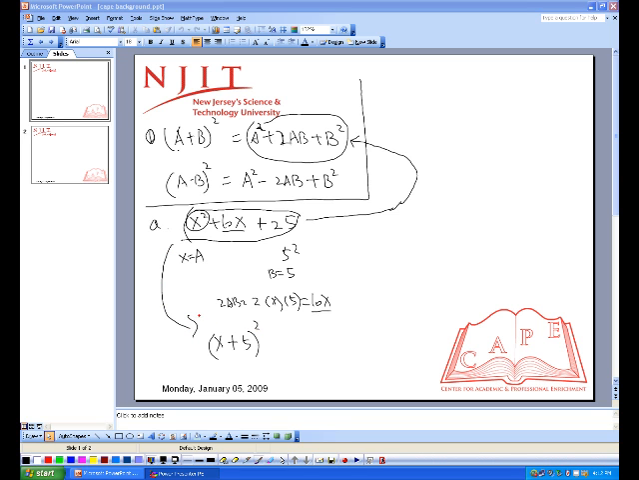Okay? So let's recap that. If you can recognize this equation in the form of a perfect square, that means you can identify which one is a, which one is b. Then you can apply the formula directly and factor it out. It becomes x plus 5 squared. Okay? Now let's try another example. Let me erase this first.